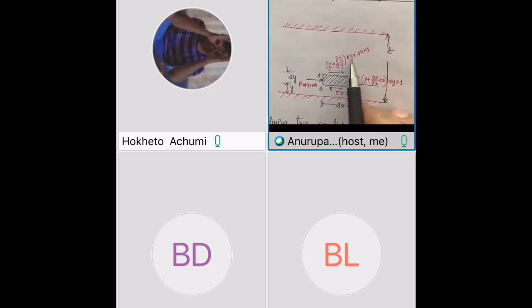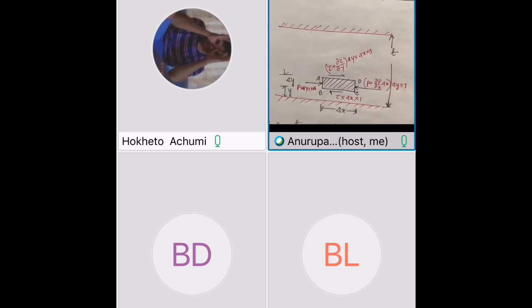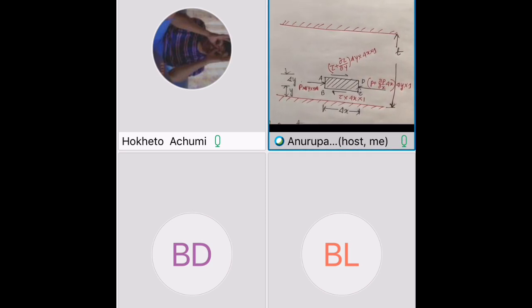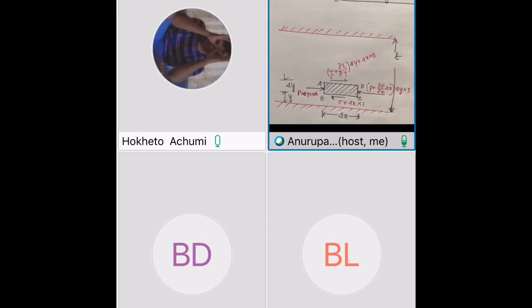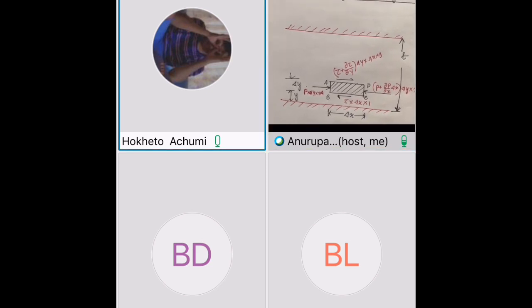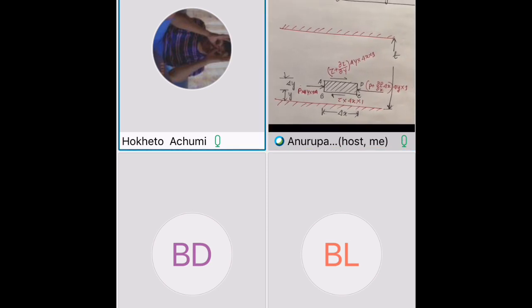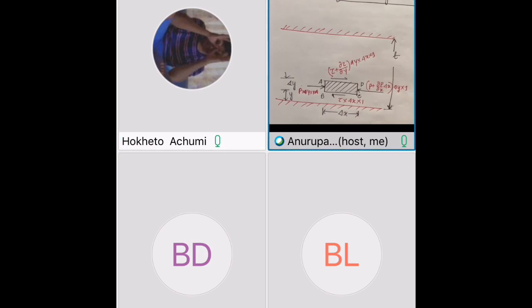Yes, the summation of all these forces is considered as 0. If you add all the forces, the resultant will be 0. Okay.